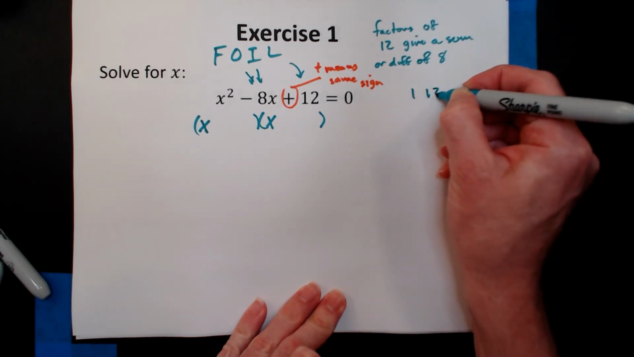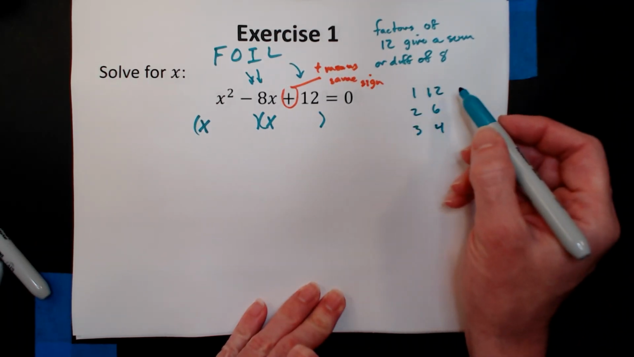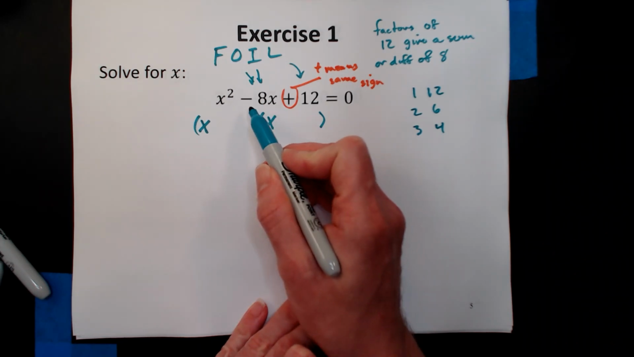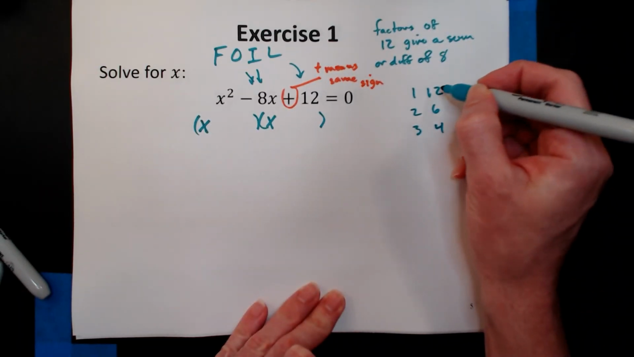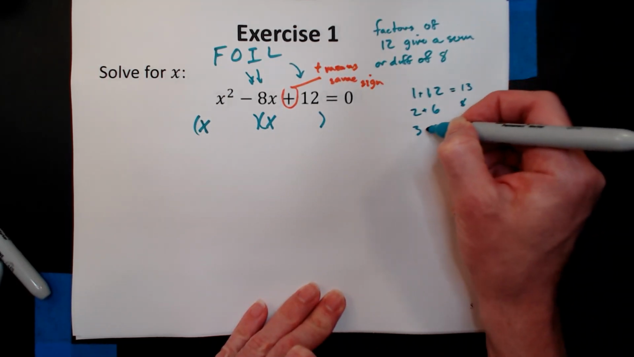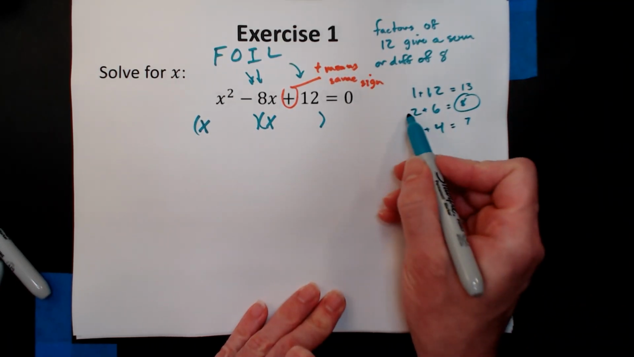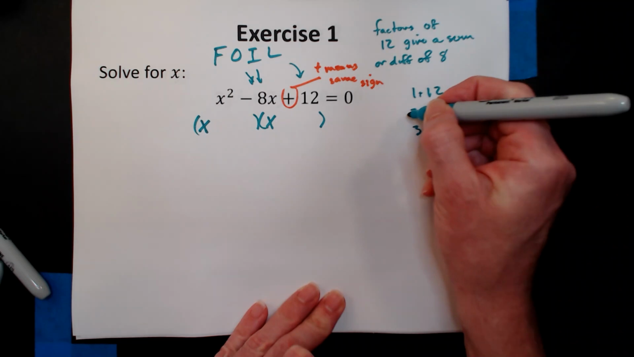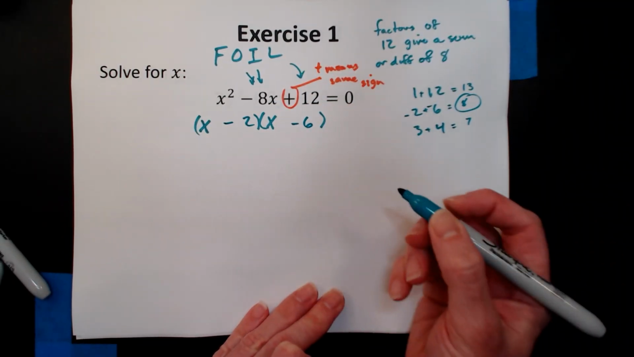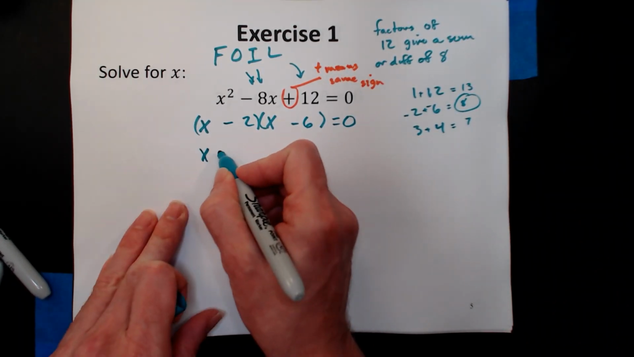So I have 1 times 12, 2 times 6, and 3 times 4. They're both going to be negative, so I'm looking for a sum of two negative numbers that gives me 8. Just real quick, if I add these together, I'd get 13, this would be 8, and this would be 7. So I want the 8. Notice I said adding, and we want this to be negative. It just means that this 2 is negative and that 6 is negative. So it'd be minus 2, minus 6. And we're essentially done. We factored it. It wants us to solve, so we have to set each factor equal to 0.